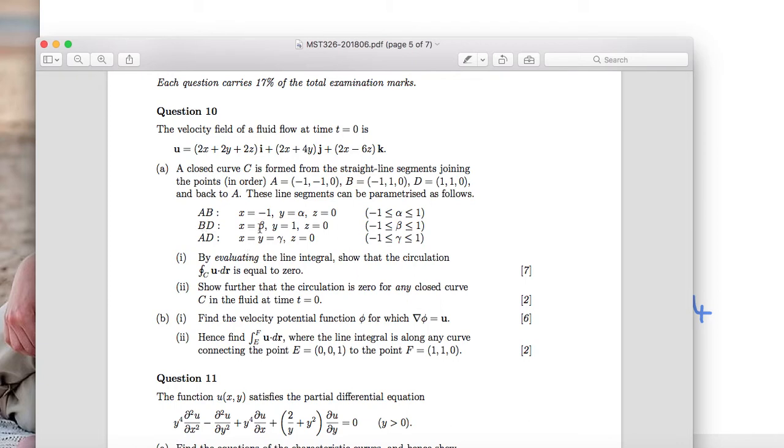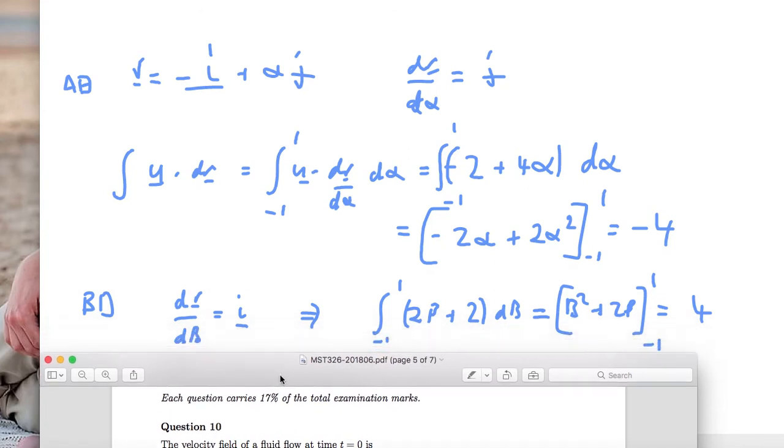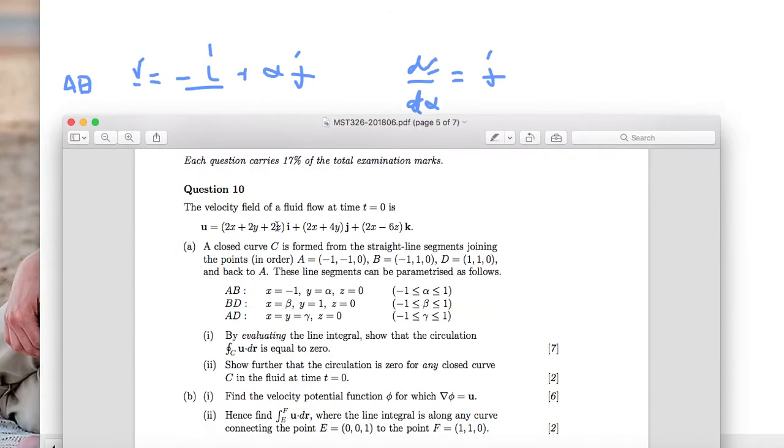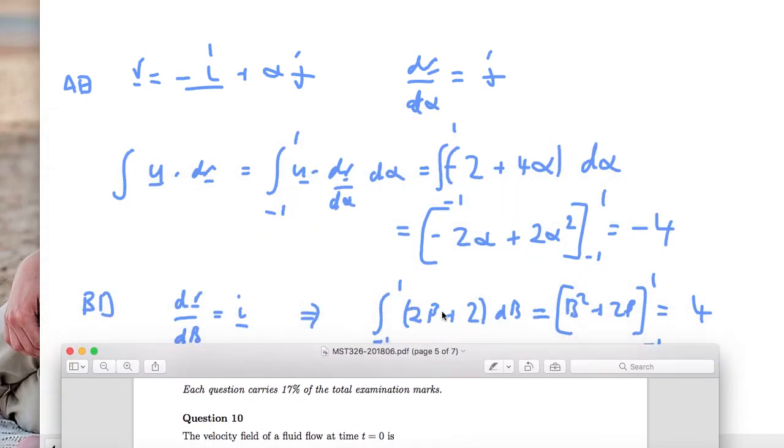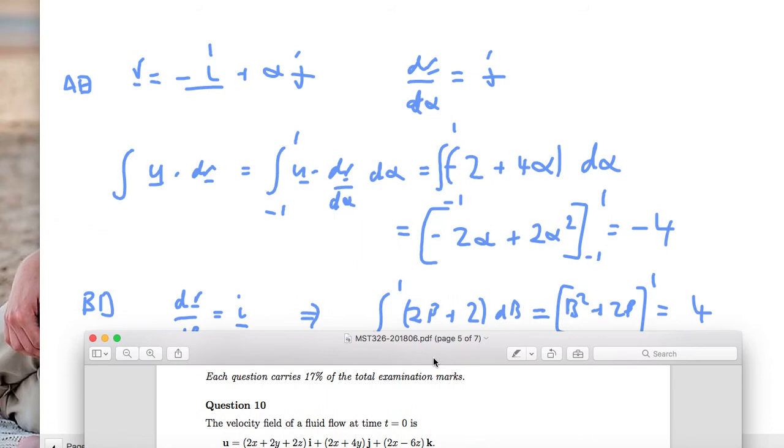Then do exactly the same thing for BD. We're going to replace r by beta i plus 1j and again 0k. And then differentiate it with respect to beta, which just becomes i. Everything else becomes 0. So we're dotting with i this time, which gives 2x plus 2y plus 2z. Well, there is no z. x is beta, so it's 2 beta, and y is 1, so it's 2. So it's 2 beta plus 2, d beta, which becomes beta squared plus 2 beta, again between -1 and 1, which also just gives 4.